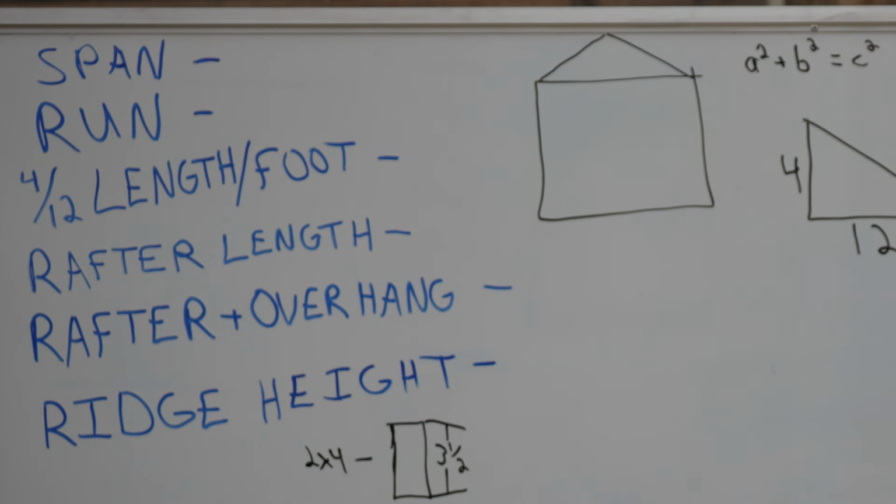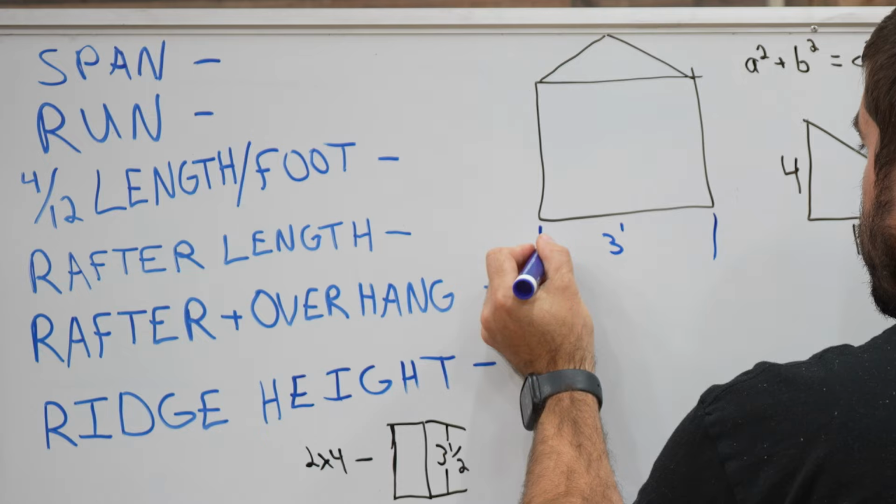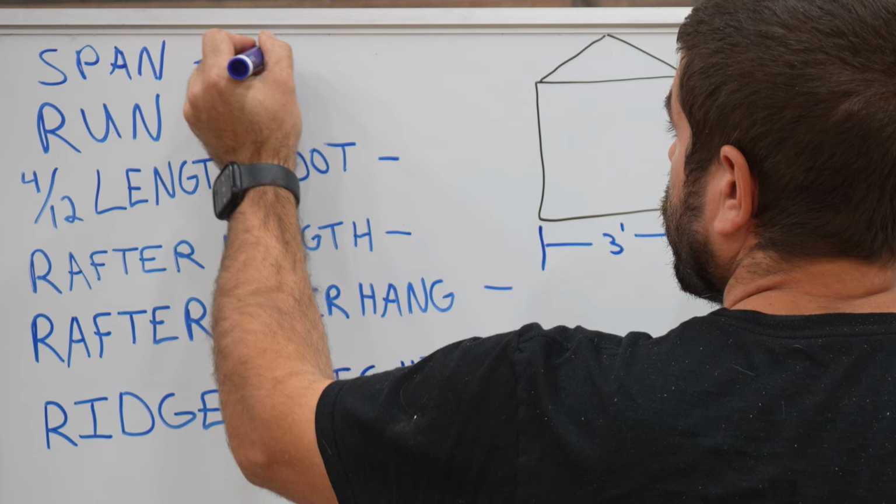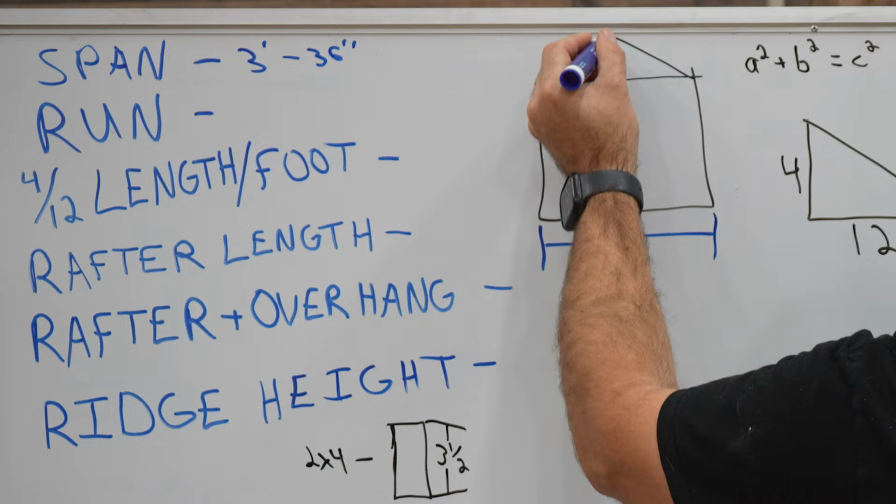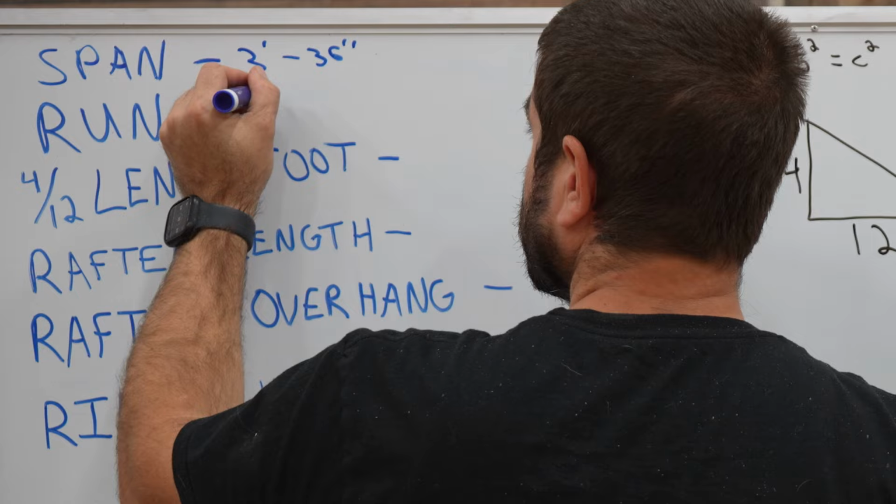Here we have our building that needs a roof. The distance across the whole thing is called the span, and in my little model, the span is 3 feet, or 36 inches. To calculate the roof, we want half of that distance, which is called the run. The run is 1.5 feet, or 18 inches.